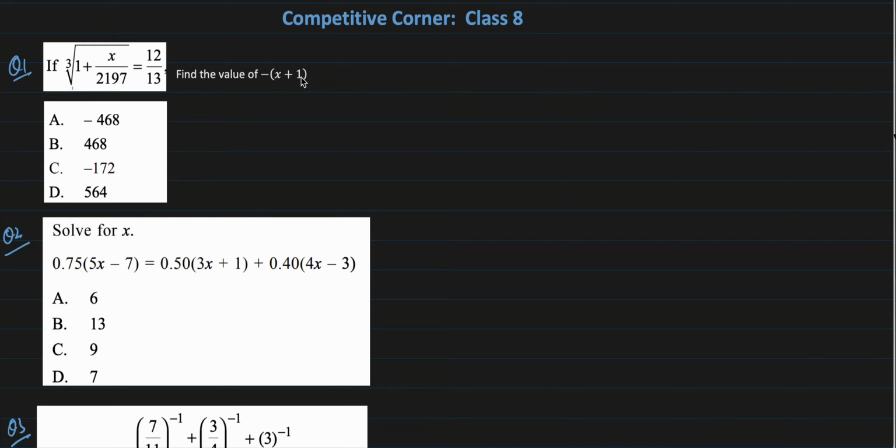Students, these questions have been taken from various competitive exams. So let us begin with the first question. The first question says that if the cube root of (1 plus x by 2197) is equal to 12 by 13, find the value of minus (x plus 1).